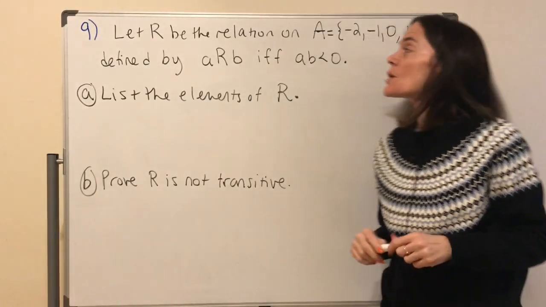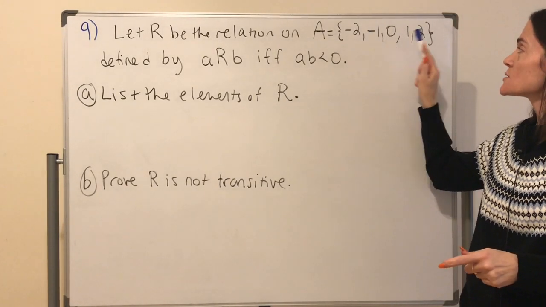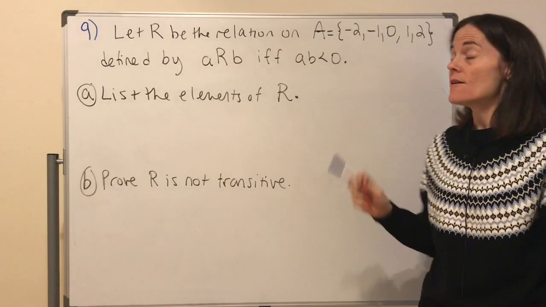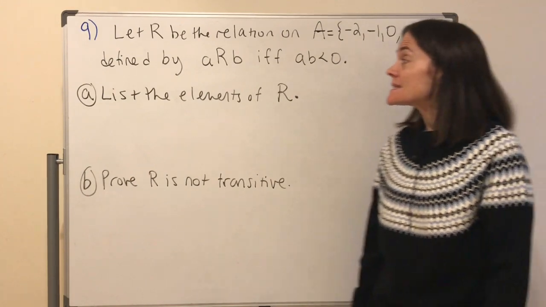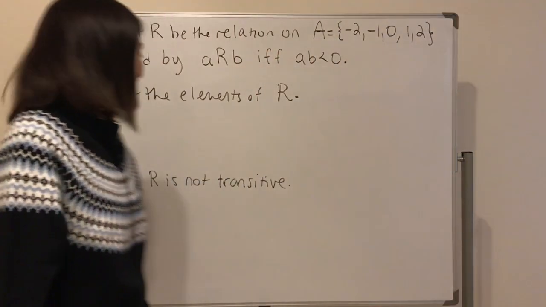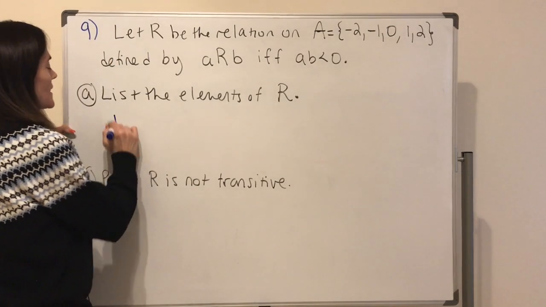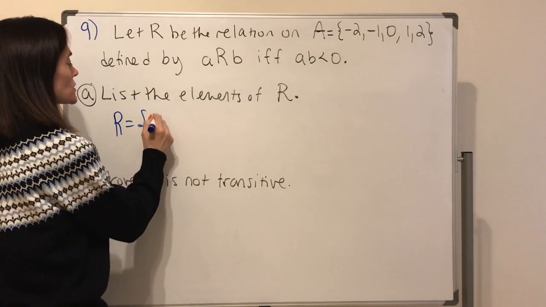Okay, next we look at the relation defined on -2, -1, 0, 1, and 2, where A relates to B if and only if the product AB is negative. We would like to list the elements of R and prove R is not transitive. Well, okay, this is ordered pairs. So I need the product to be negative.